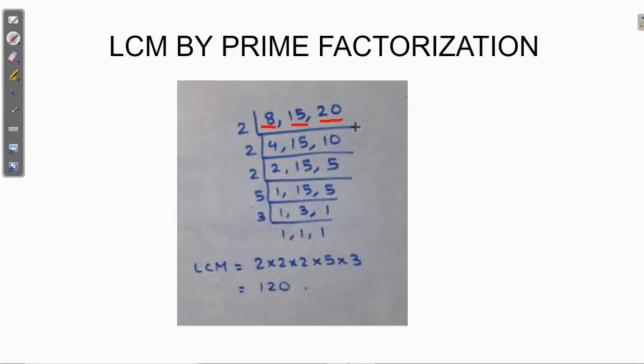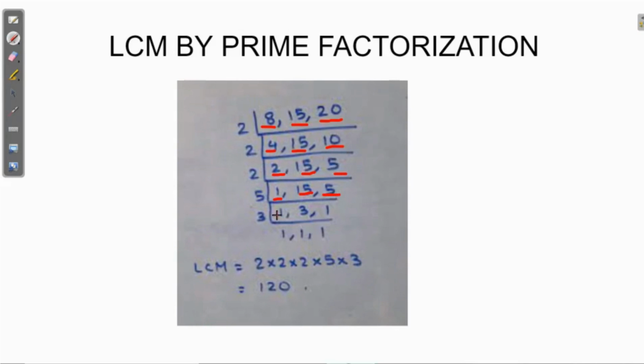So at least 2 of them are divisible by 2. I'm just going to take 15 as it is down. Then 8 will become 4, and 20 will become 10. Again, I divide by 2. 4 will become 2, and 15 remains as it is. 10 will become 5. Now again, I divide by 2 to make this 1. I take 15 as it is, and 5 as it is.